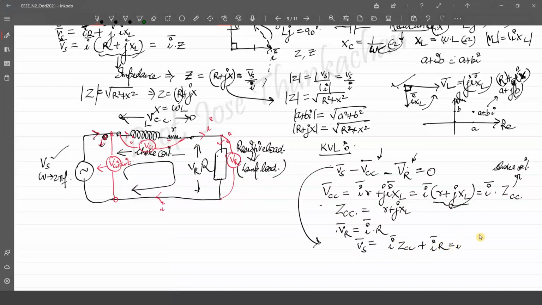Now if I take I common, I can write this as R plus ZCC. What is this total value? This total value is nothing but the total opposition offered by the circuit to the flow of current I. So I'm going to represent this as Z, the impedance offered by the total circuit.